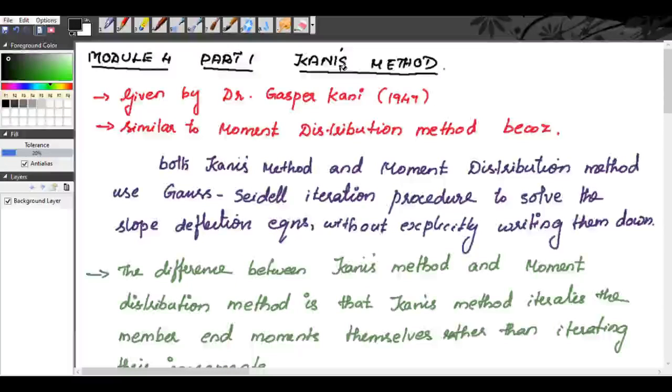So we will start our module 4. Module 4 is about Kani's method. Analysis of indeterminate structures using Kani's method.